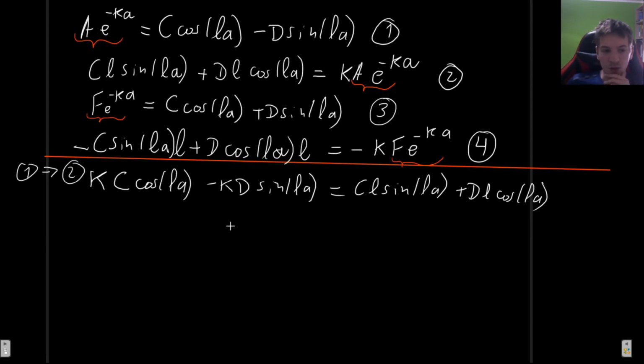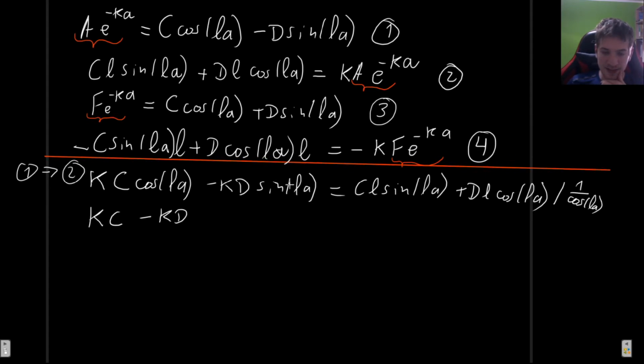Okay, so now we have this equation right here. We have a lot of sines and cosines, and all of them depend on the same thing, which is LA. So what we could actually do is divide by cosine of LA, and it's going to look a bit better. So let's just do that and see what happens. So we're going to get KC, and this cosine is now going to be 1 because we divided by cosine. Then we have minus KD, so I'm just going to write it here just in case, 1 divided by cosine of LA.